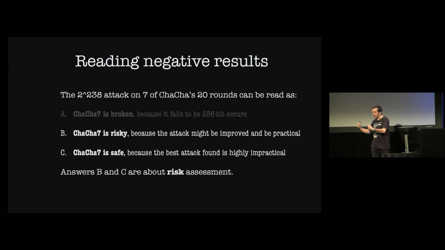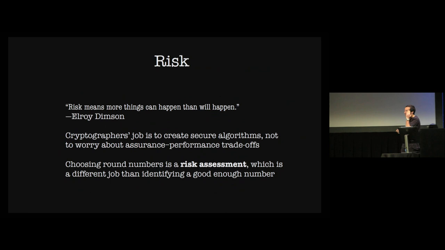If you're more optimistic, your view might be, oh man, these guys have spent months trying to break it, and the only attack they could find is this 2^38 thing. So I'm pretty sure Salsa or ChaCha, whatever, will be safe. I don't know your view on this, but you see, it's not extremely rational. There's no simple solution. It's about risk assessment. And risk assessment is generally something really hard, not really similar to the job of a cryptographer. That's why cryptographers are not really good at it, because it's a different mindset. Because risk means more things can happen and will happen.